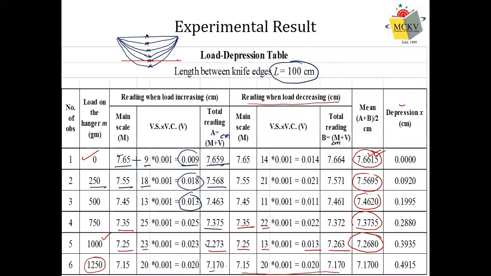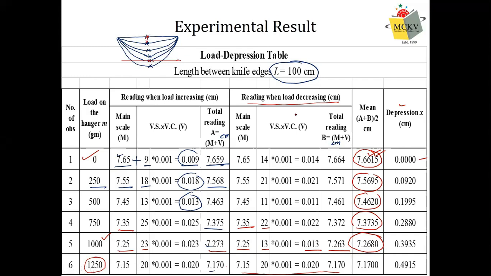Therefore, what is the depression? This is the amount of depression. When the first load is applied, that means for 250 gram load, this is the amount of depression that occurs. So how can we measure that depression? Initially there was no depression, 0.